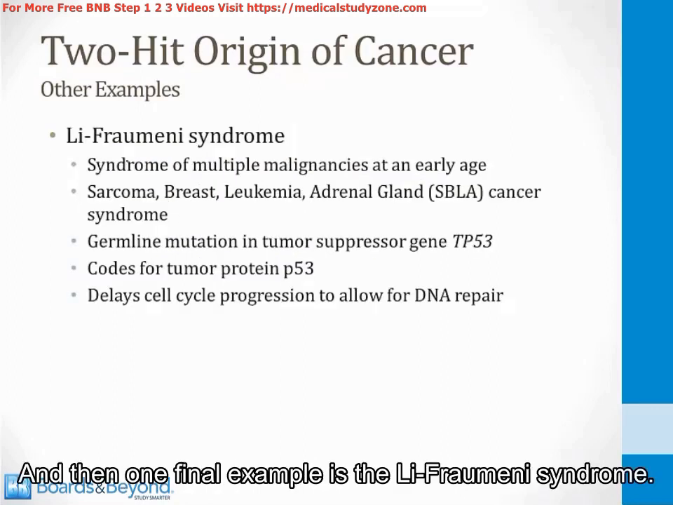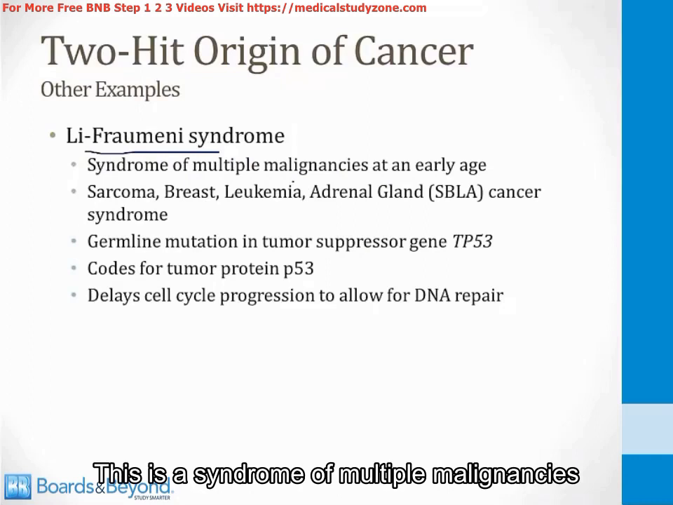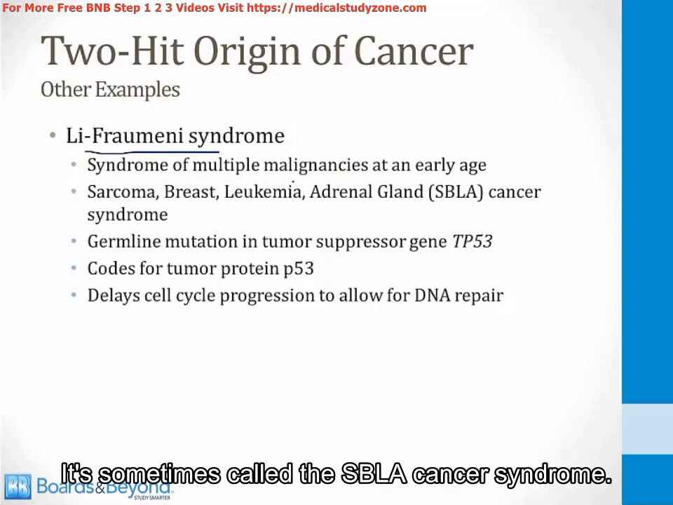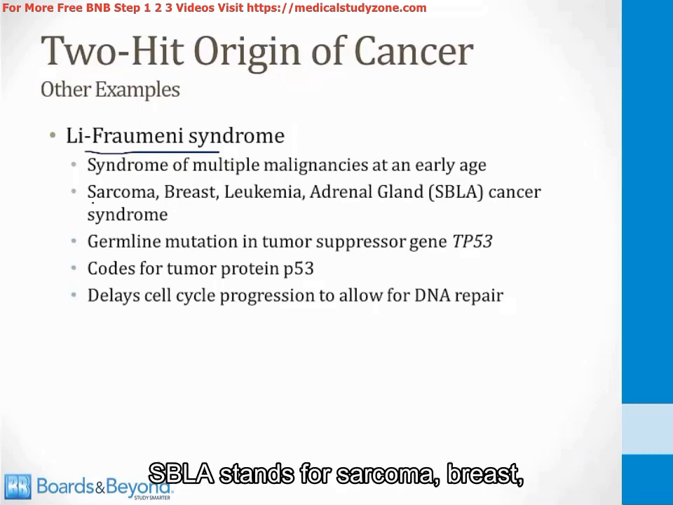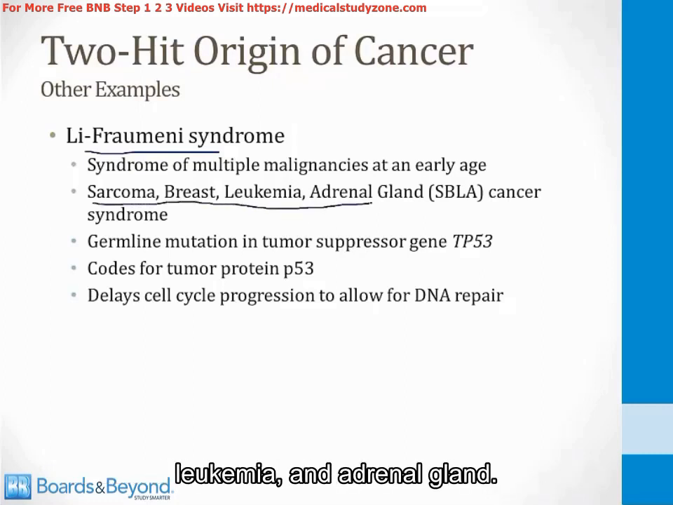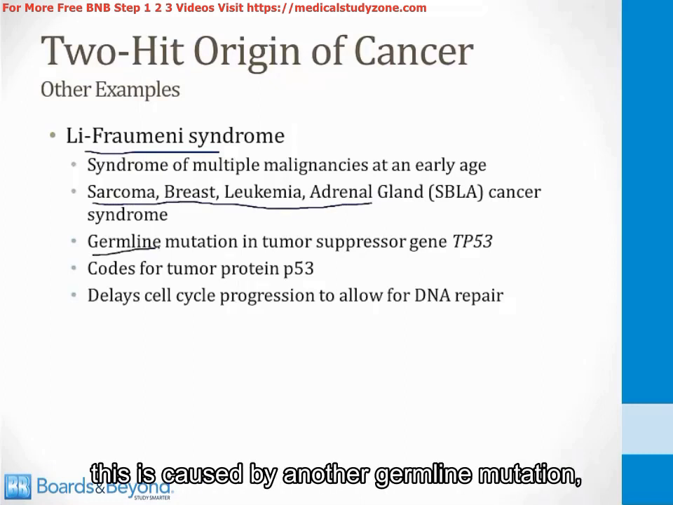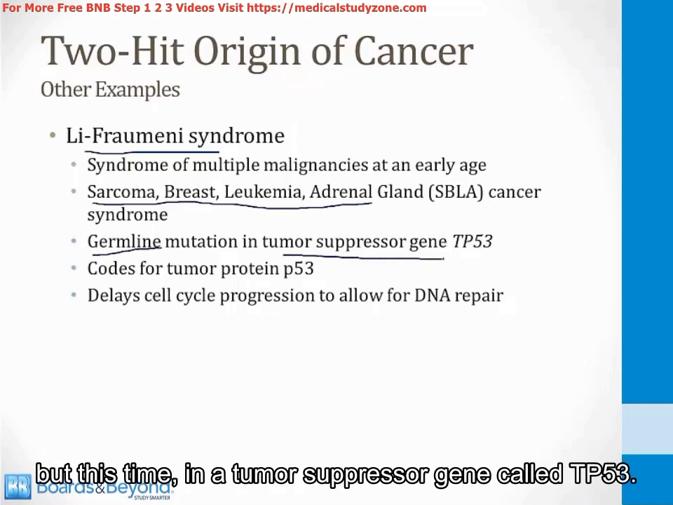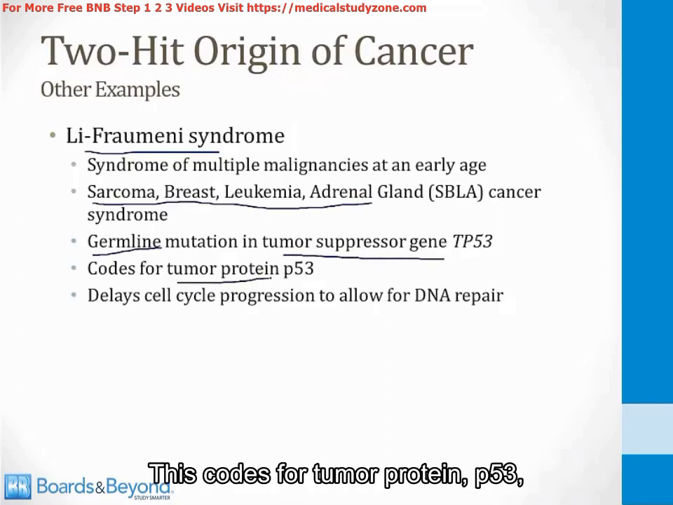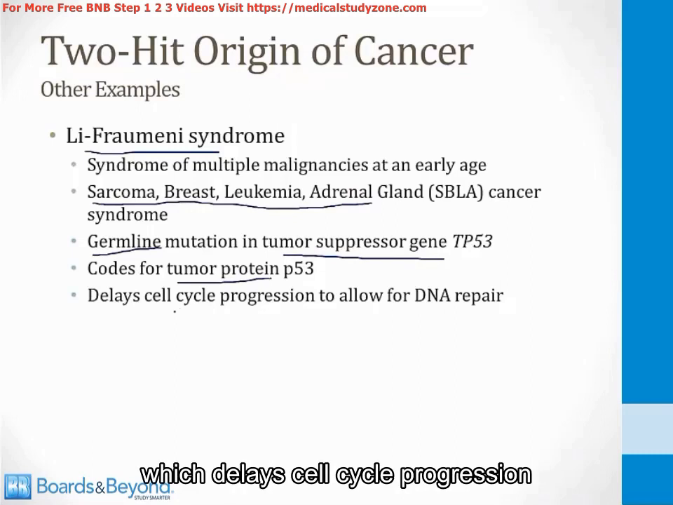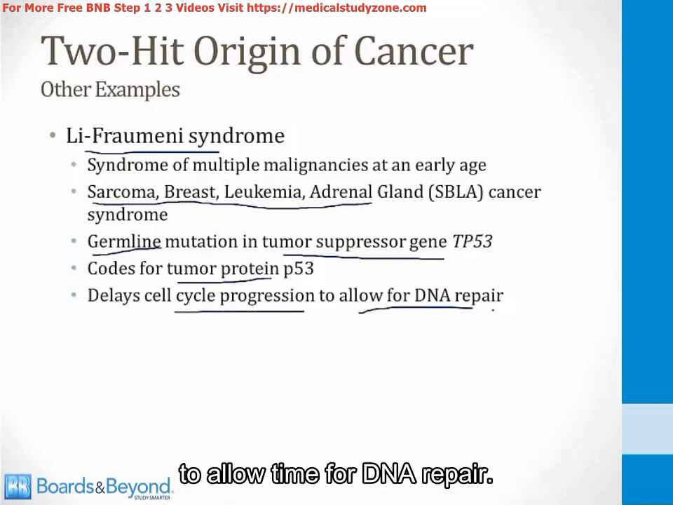And then one final example is the Li-Fraumeni syndrome. This is a syndrome of multiple malignancies that occur at an early age. It's sometimes called the SBLA cancer syndrome. SBLA stands for sarcoma, breast, leukemia, and adrenal gland. These are all places where tumors can develop. This is caused by another germline mutation, but this time in a tumor suppressor gene called TP53. This codes for tumor protein p53, which delays cell cycle progression to allow time for DNA repair.